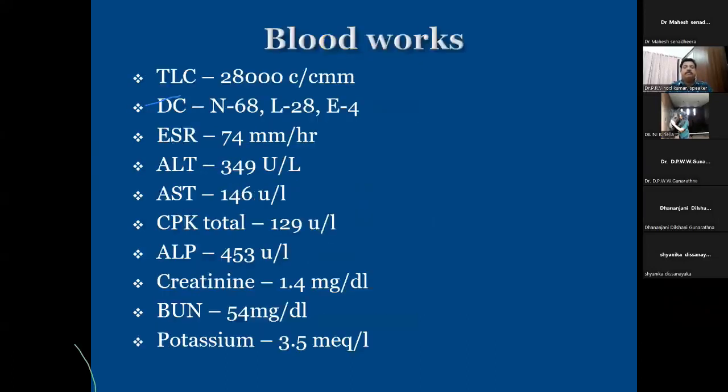So the total leukocytic count was 28,000, which is very high. DC neutrophil is normal, lymphocyte is normal. ESR is 74, which is very high. ALT is very high. AST is very high. So see all these things. CPK is normal. Alkaline phosphatase is very high. Creatinine is normal. Blood urea is normal. Potassium is normal, or we can say slightly hypokalemic, maybe due to vomiting.